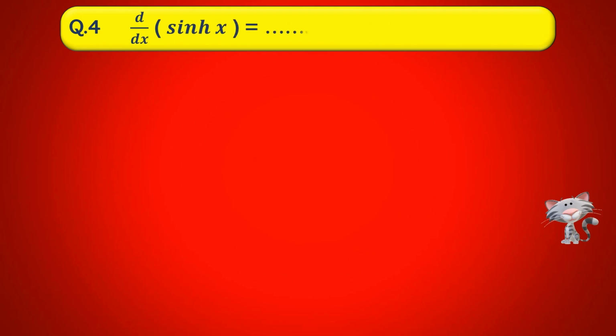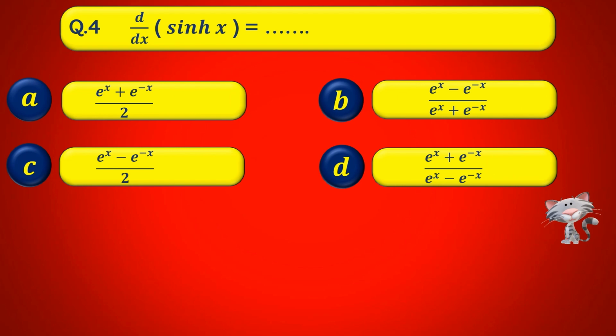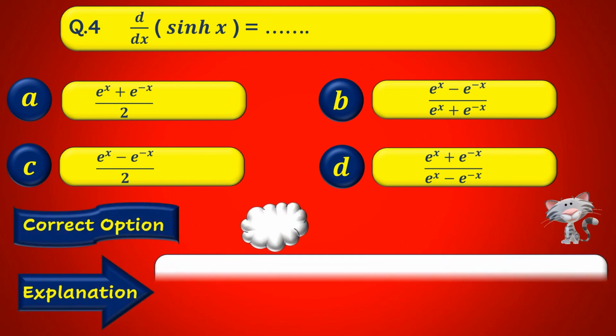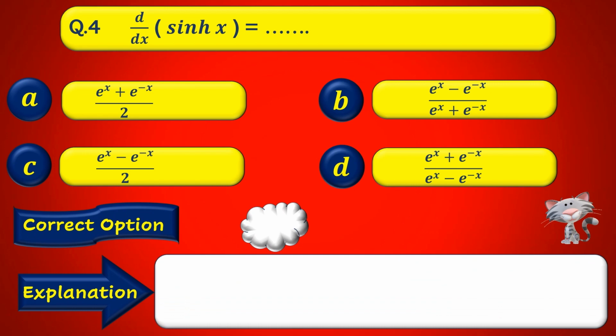Question 4: d by dx of sine hyperbolic x is equal to, and the options are, but what is the correct option? But before that, let's explain it. The derivative of sine hyperbolic x is cos hyperbolic x, and by definition we know that cos hyperbolic x is equal to e to the x plus e to the minus x over 2. So the correct option is option A.